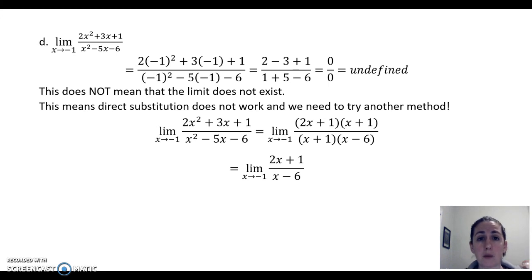Now let's try our direct substitution. When we plug in x equals -1, we get 1/7, which is a real defined value, which means that this limit actually does exist and it's equal to 1 over 7. Let's try some more examples.